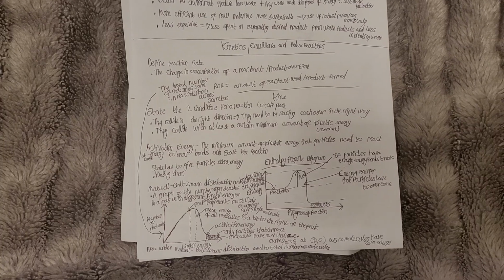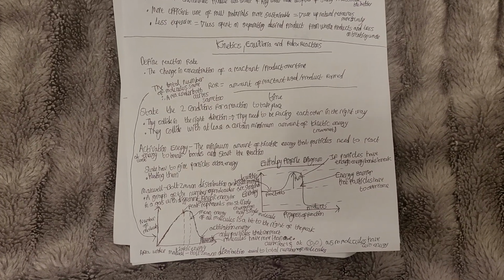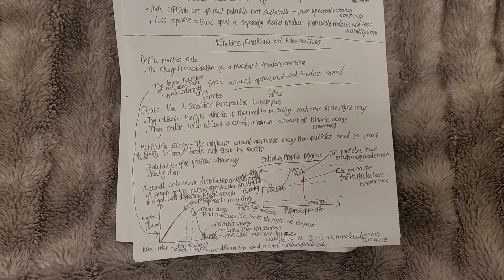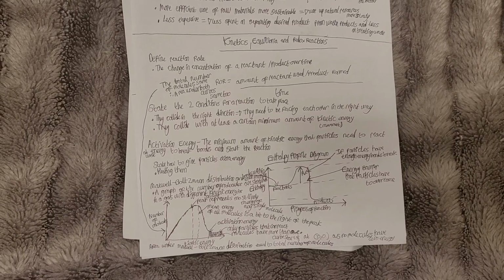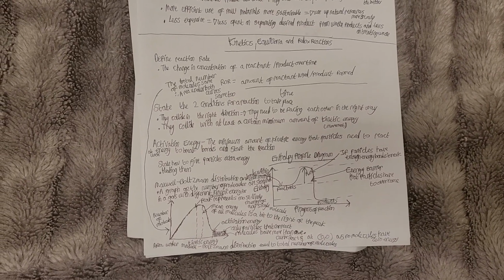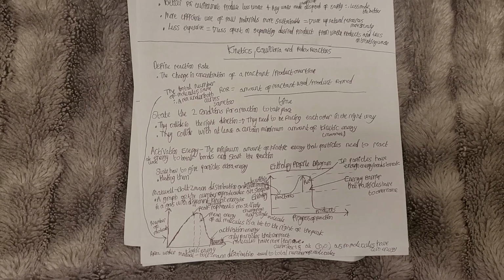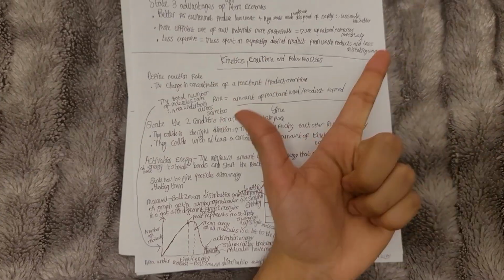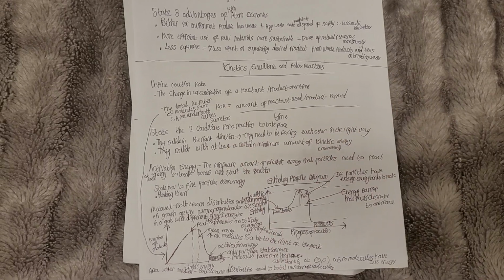Say the two conditions for a reaction to take place. They need to collide in the right direction, facing each other in the right way. They collide with at least a certain minimum amount of kinetic energy. Kinetic meaning movement. Collide in the right direction, collide with at least a certain minimum amount of kinetic energy.